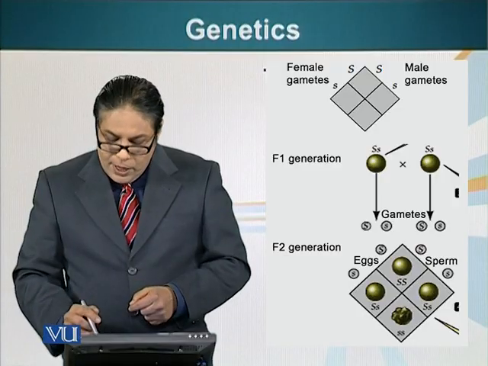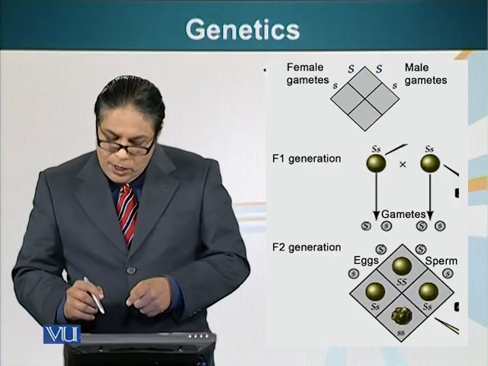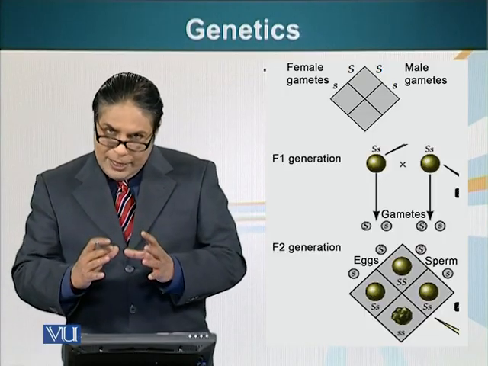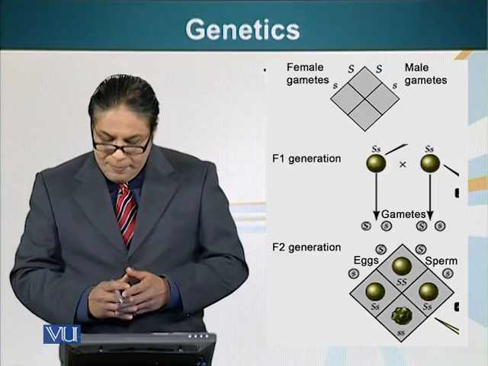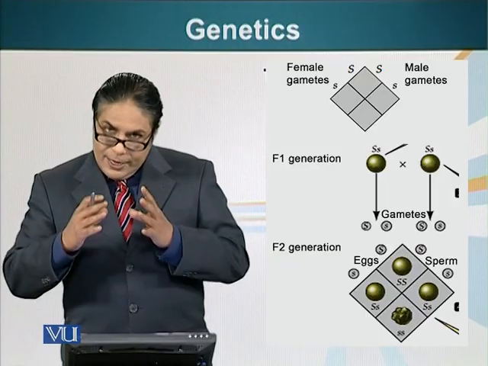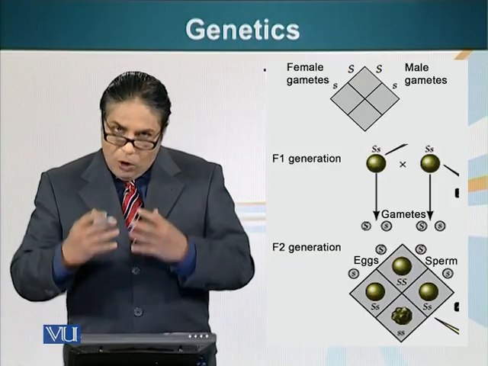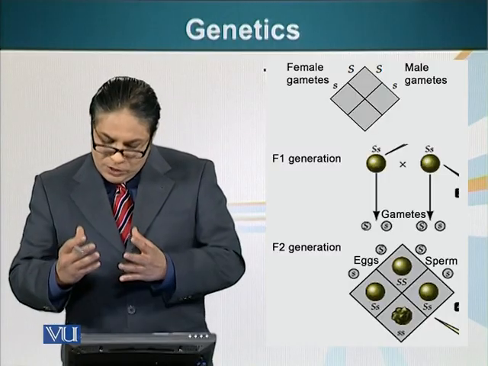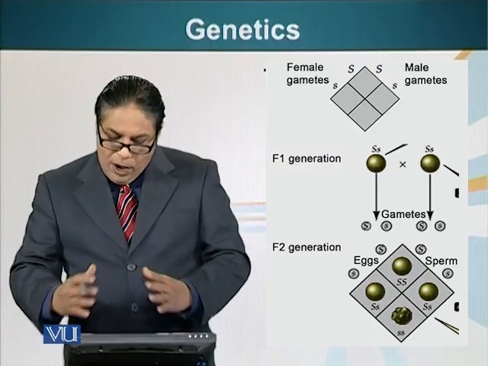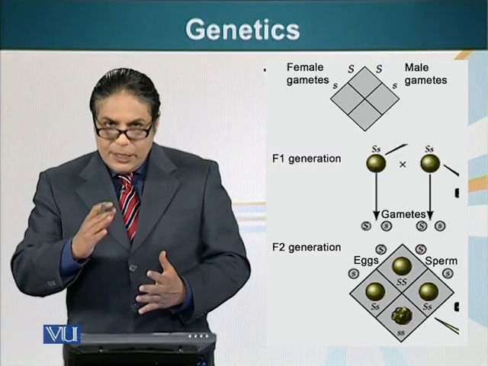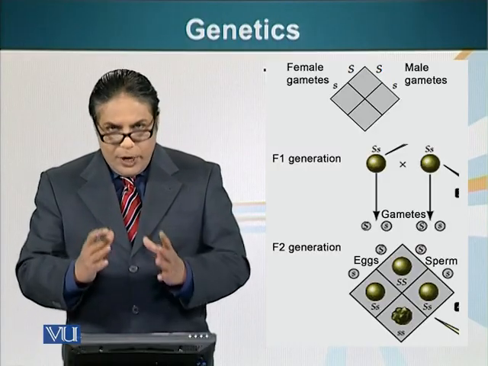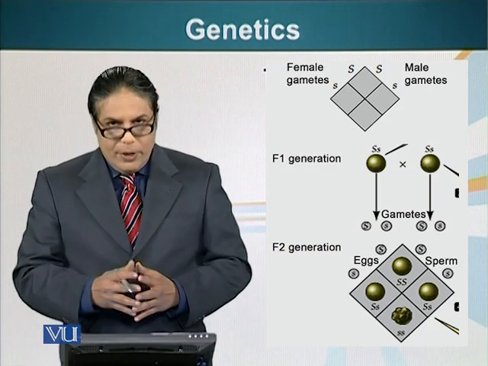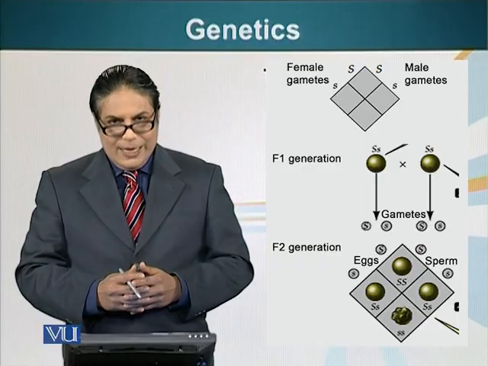Please also notice that there are 2 seeds which contain one capital S and one small s. Since we have said that the spherical trait is dominant, it is masking the effect of the recessive trait, which is the small s. Therefore, our ratio here is 3:1, 3 dominant and 1 recessive. We will continue our discussion of Mendelian genetics in the following module.